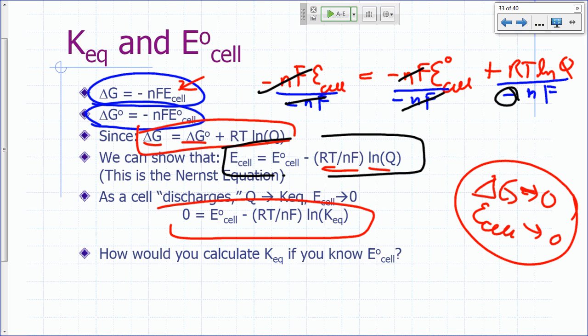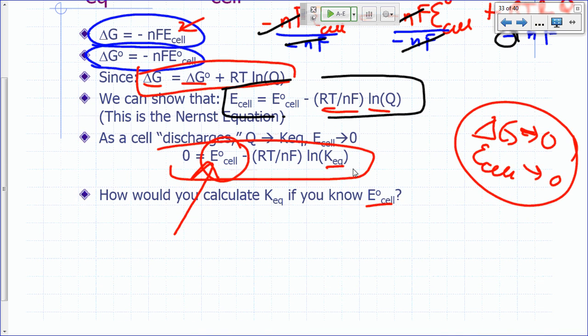Okay, so if you have a way of measuring the standard cell potential, that will tell you what the equilibrium constant is. So this is one way you can determine the equilibrium constant for a redox reaction. You find a way to measure the standard cell potential. So how would I solve for KEQ if I know my standard cell potential? How would I rearrange this equation?